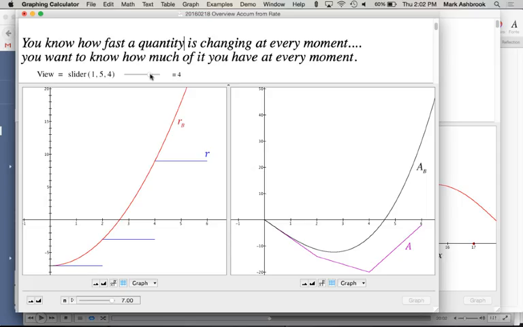So we call that one capital A of B, right? The subscript is indicating exact functions. R sub B, exact rate. A sub B would be exact net accumulation. Exact net accumulation. That's the one we want. We don't want an approximate.